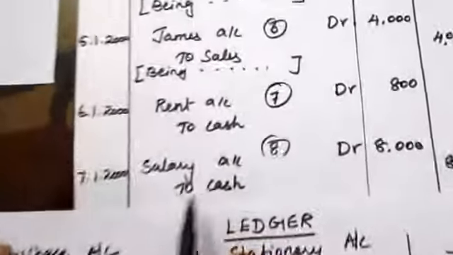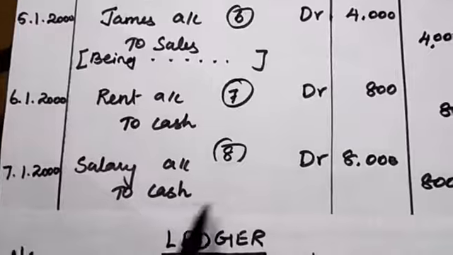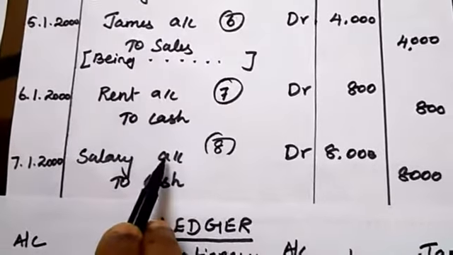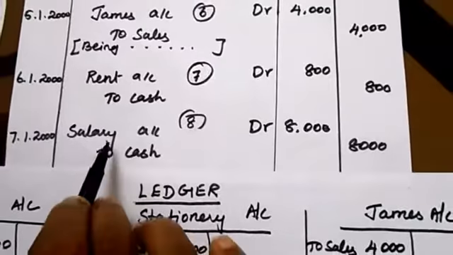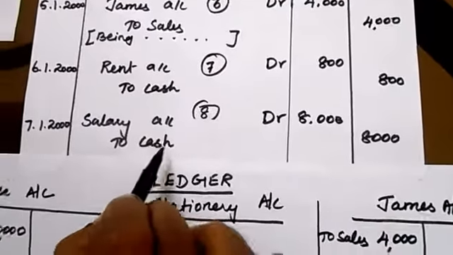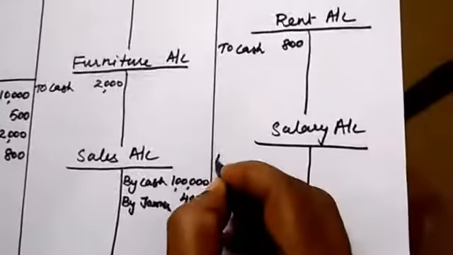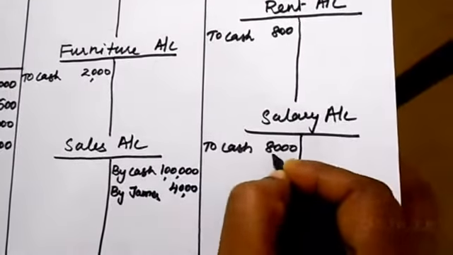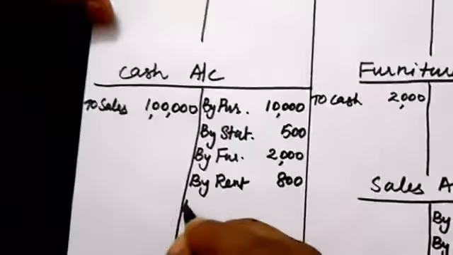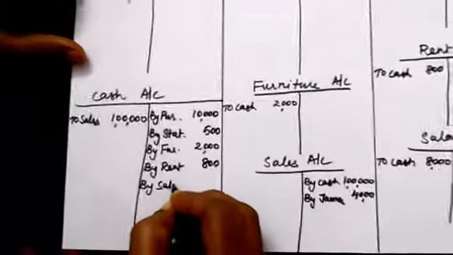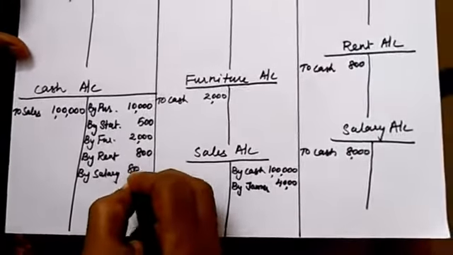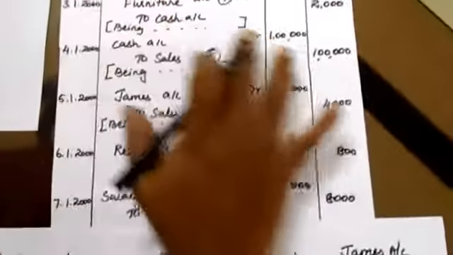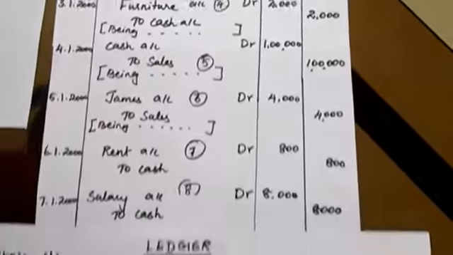Then the last journal entry, salary account data to cash. You have to record cash under the salary account and record salary under the cash account. Come to the salary account, debit side to cash, 8,000, and under the cash account, by salary, 8,000. So all journal entries are posted in the ledger.